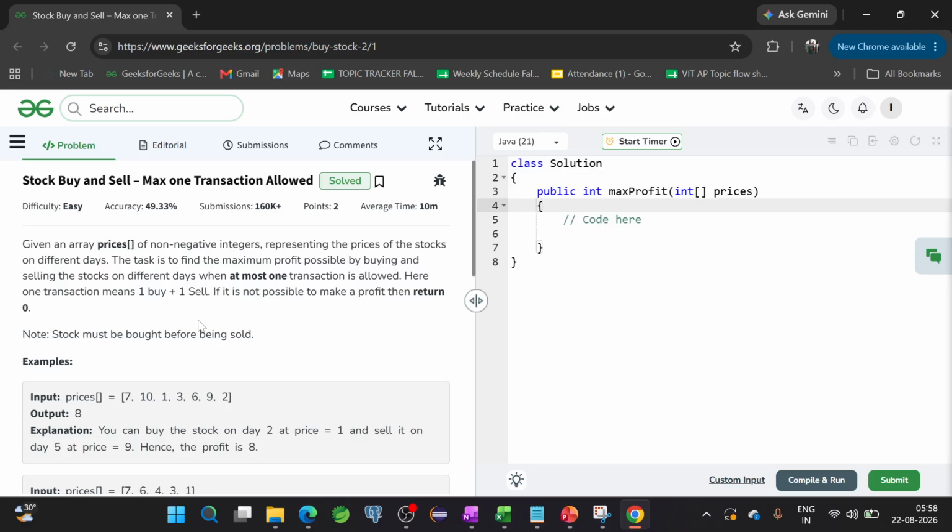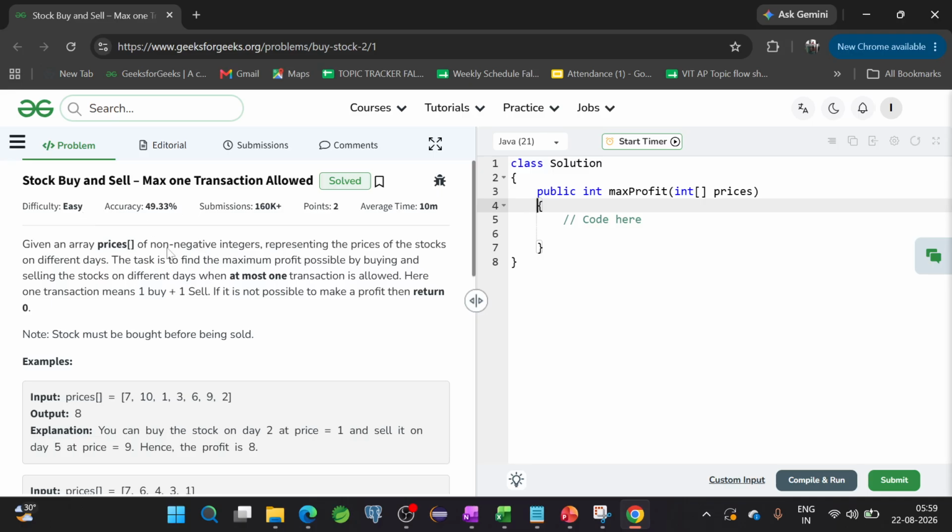Okay, the question says a stock buy and sell, maximum one transaction allowed, means the stock price is given. You have to allow only one transaction and find the maximum. This is an easy level question, but when this question moves into a stock buy and sell problem where maximum two transactions are allowed, that question becomes hard level.